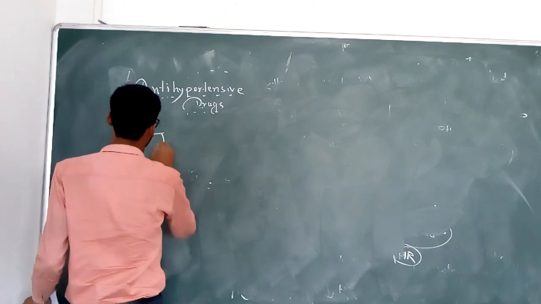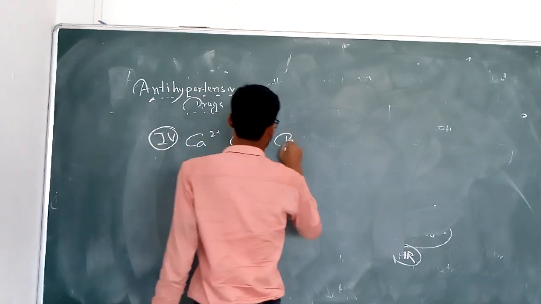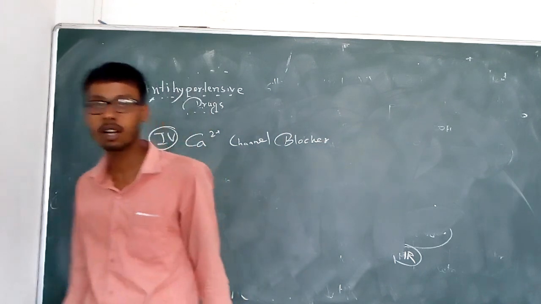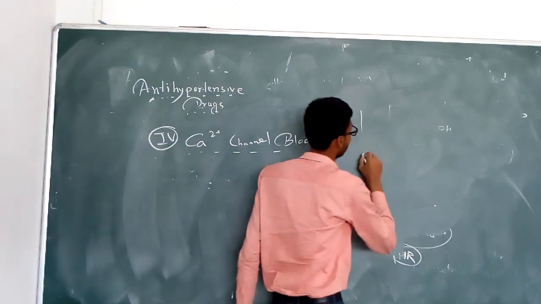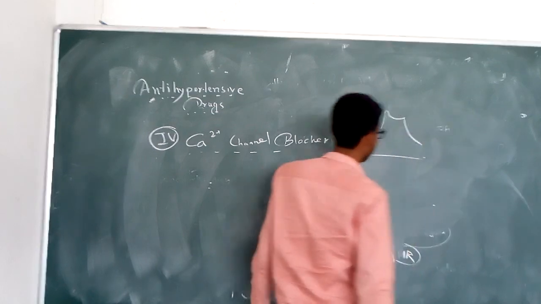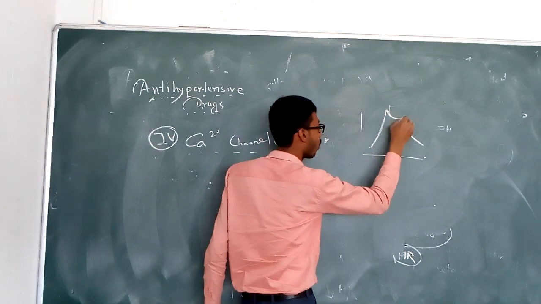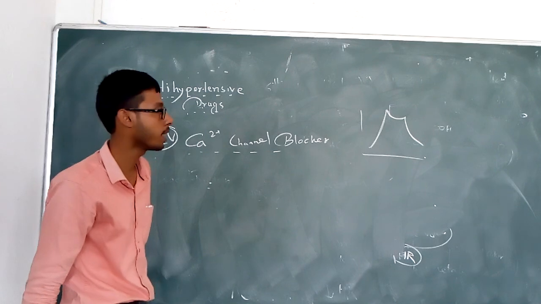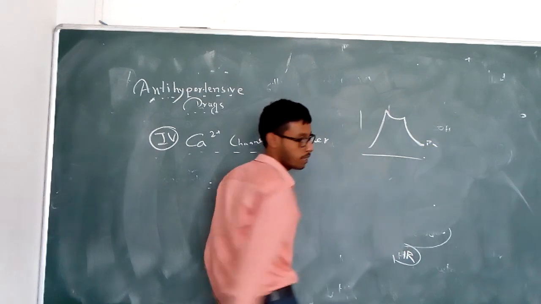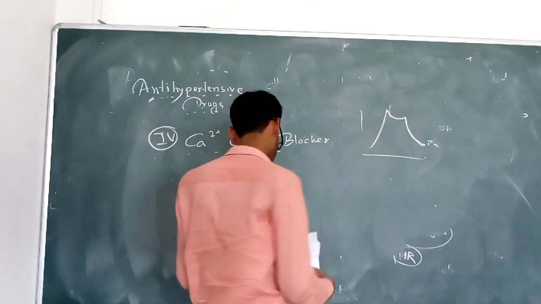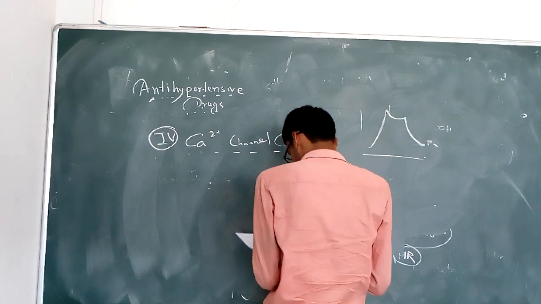The fourth is the calcium channel blocker. We studied calcium channel blockers earlier, in the antiarrhythmic drugs. Depolarization begins with sodium influx, giving positivity in the action potential of the cardiac muscle, and the calcium channel blocker acts at phase 4 of that, which we already studied in the antiarrhythmic drugs.